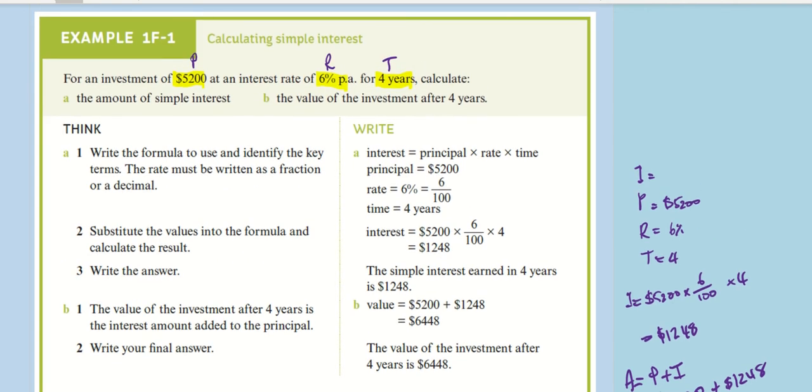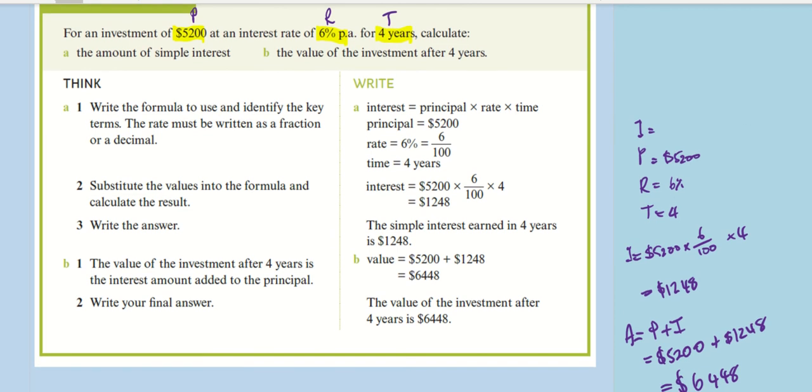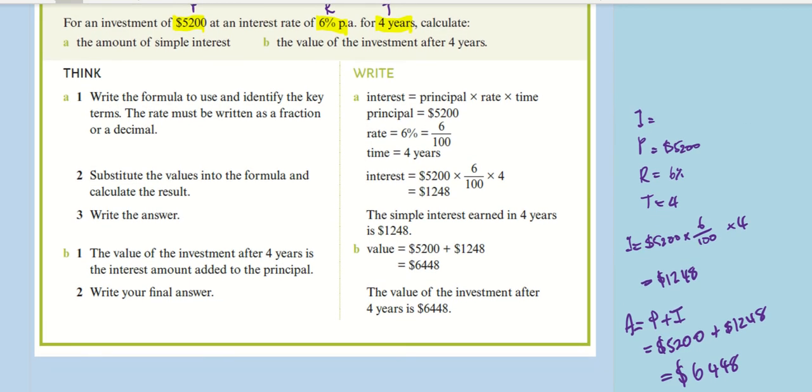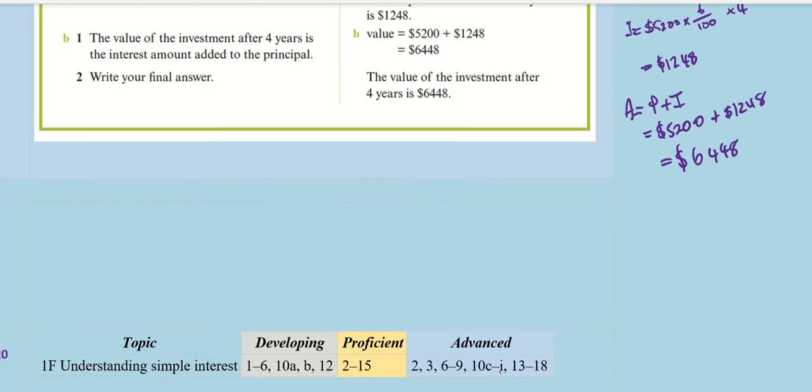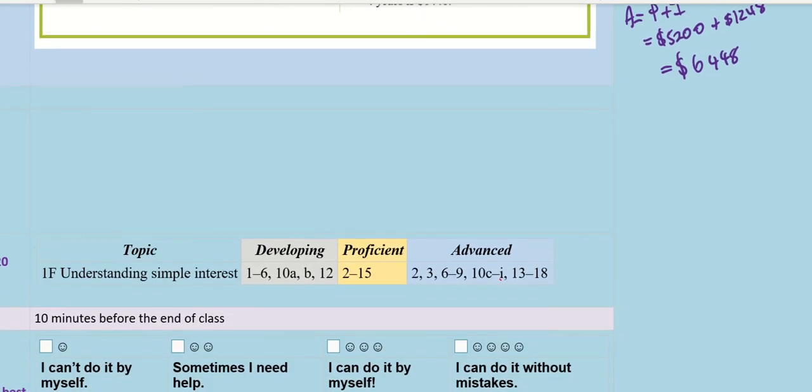The key to this Year 9 topic is that you're going to have to identify P, R, and T and then work out what the questions are asking for. The notes I'd like you to copy are from here today, folks, and once you've done that, please work on the mastery exercises for the lesson.